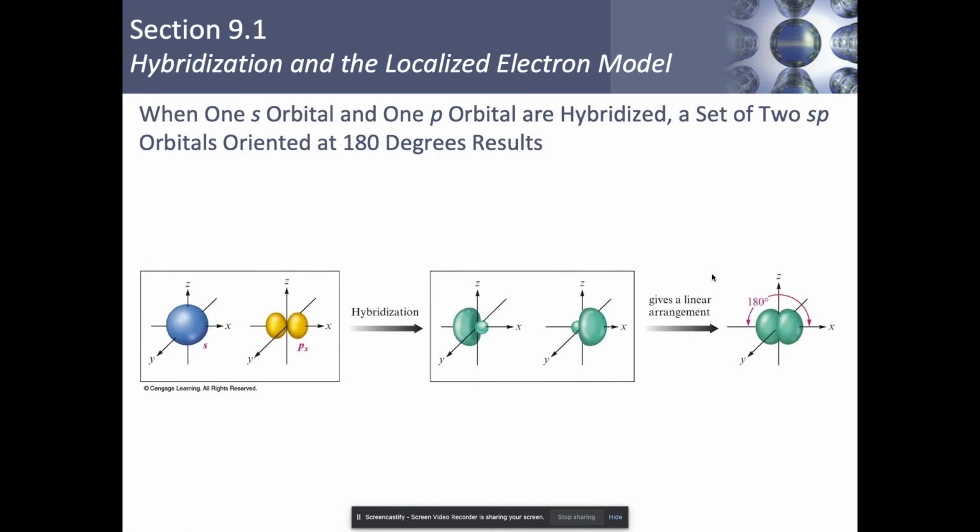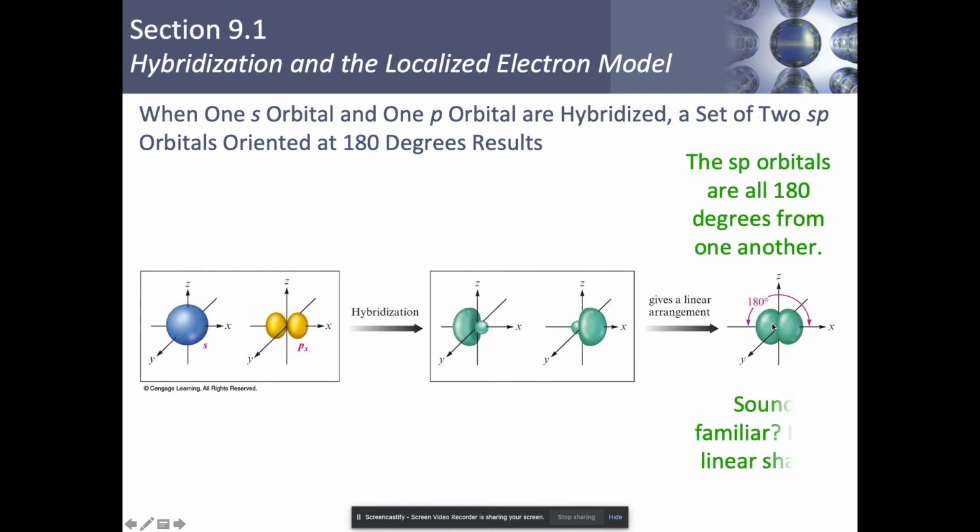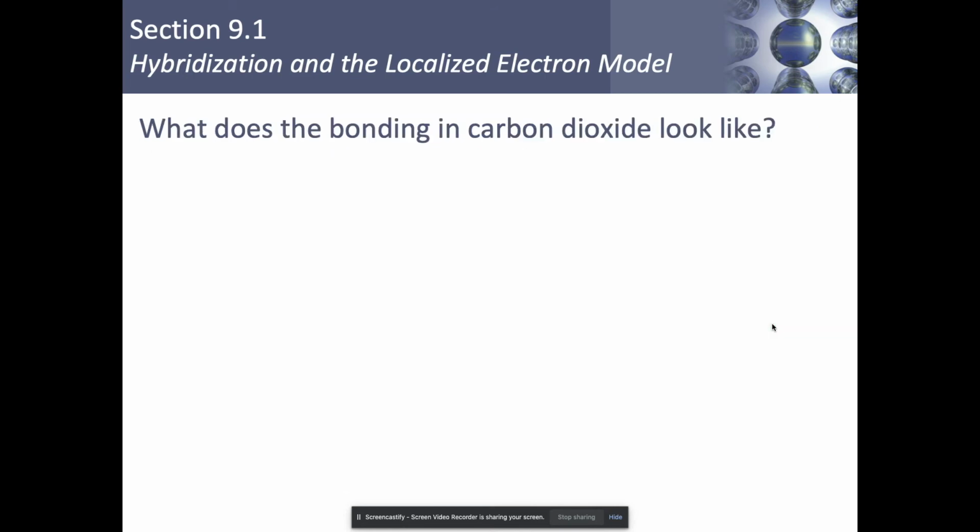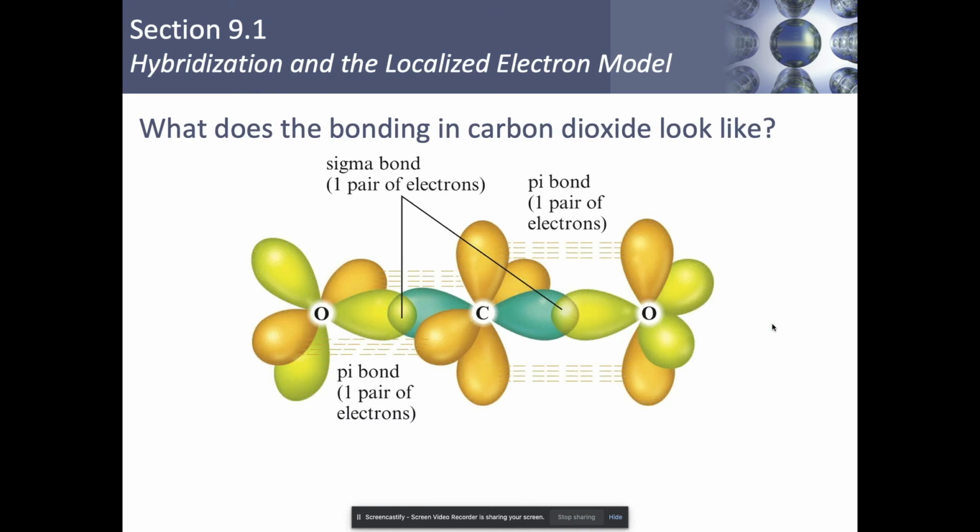Okay, so what does it look like? Well, very similar, except now we have a 180-degree angle between both of our orbitals. So it should look familiar to you because it forms a 180-degree difference, which is a linear shape. All right. Now, what does it actually look like? It looks pretty crazy, right?